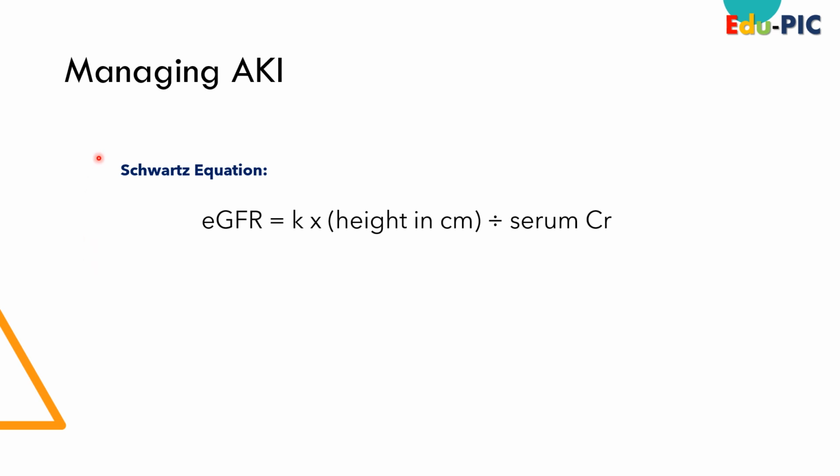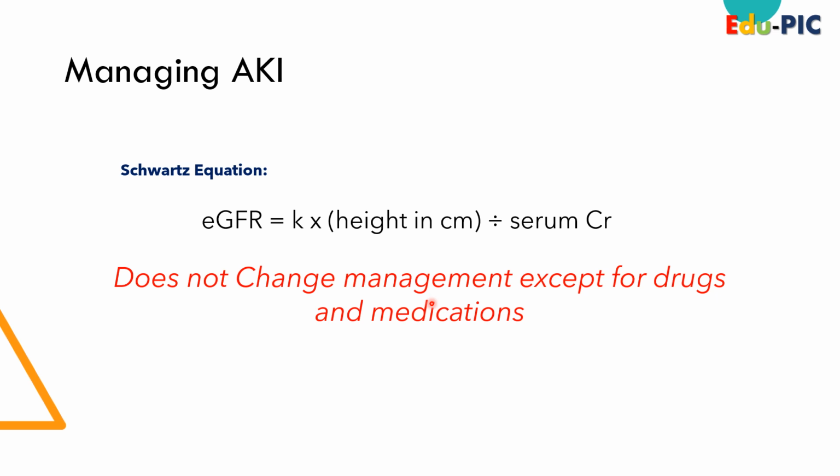Then we did mention something about the GFR, or the glomerular filtration rate. We usually calculate that using the Schwartz equation, which has got new modifications as well. But rather than going through the details, I just want to say that we really don't change the management according to the GFR, except for our drugs and medication alteration and intervals. So you can always visit that when you establish the definition of AKI and adjust your drugs accordingly.